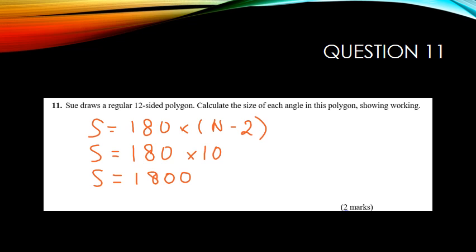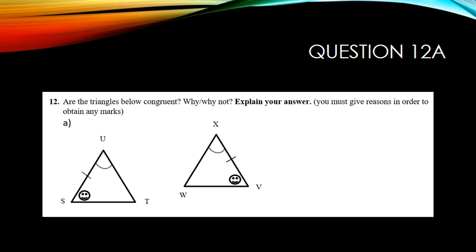So this is the whole polygon, but we only want one angle. We know there's 12 sides and we just want one, so we divide by 12. So we have 1,800 divided by 12. So one angle, let's just call it X, equals 150 degrees.